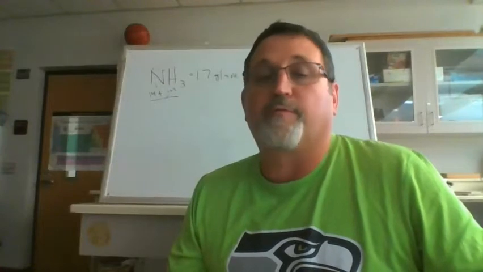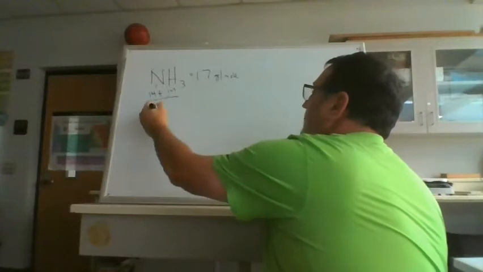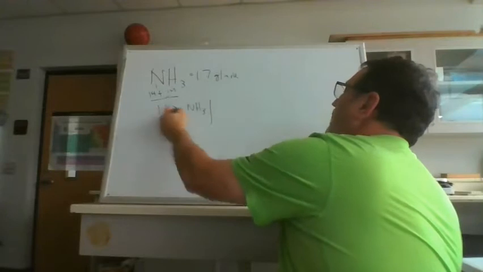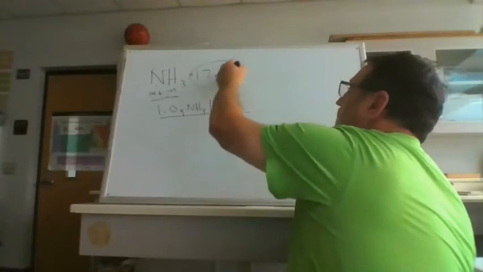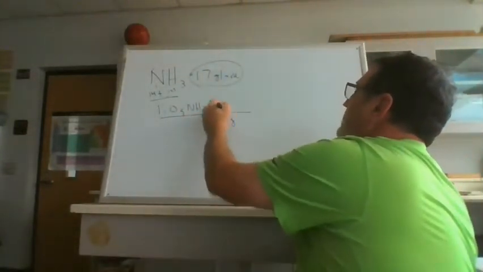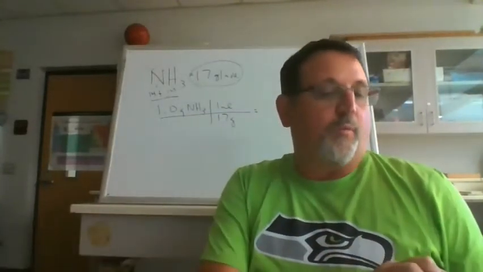So 53 now says, what amount in moles of compound is present in 1 gram of each of the compounds from 51? So essentially what 53 is saying is if I only had 1 gram of ammonia, how many moles of ammonia would I have? Well, we just learned there are 17 grams in a mole. So I have 17 grams in 1 mole. I don't have a whole mole. I only have 1 gram of it.